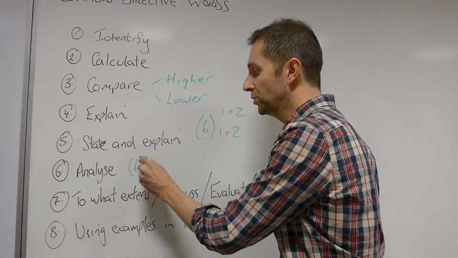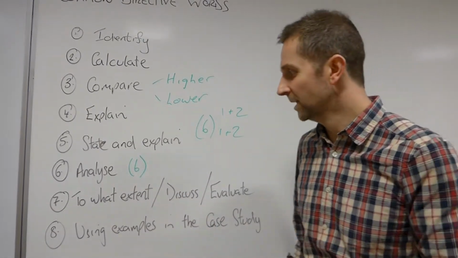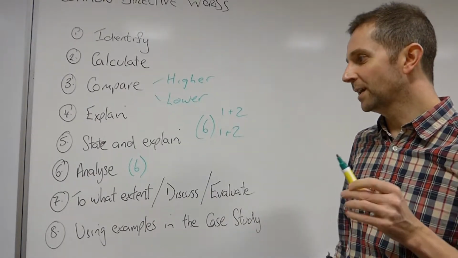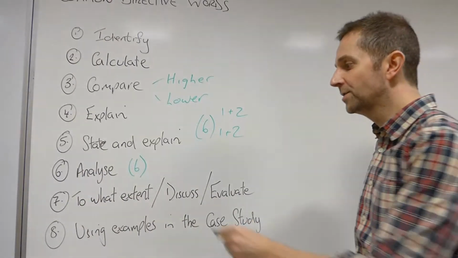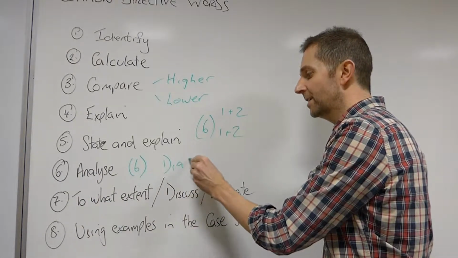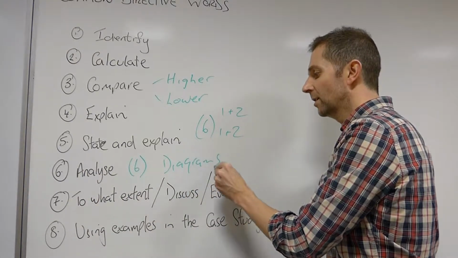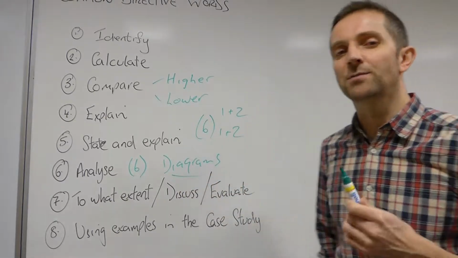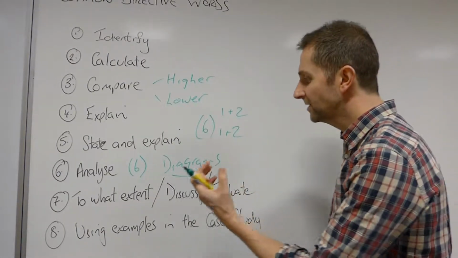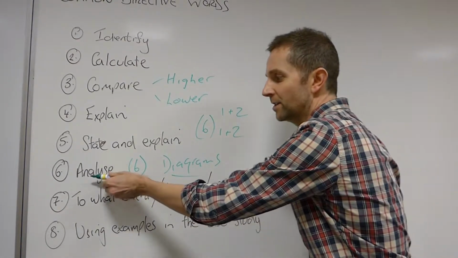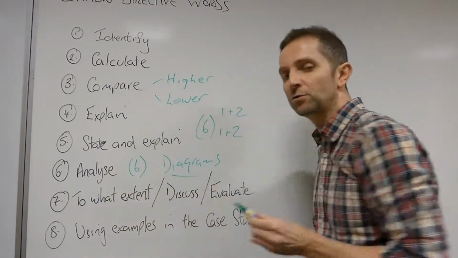Analyse. Again, usually a 6-mark question. Now I would say, generally speaking, certainly for 6 and 7, that diagrams, economics without diagrams is like the burger without the relish in that respect. So I think diagrams really for directive words 6 and 7 are really important.